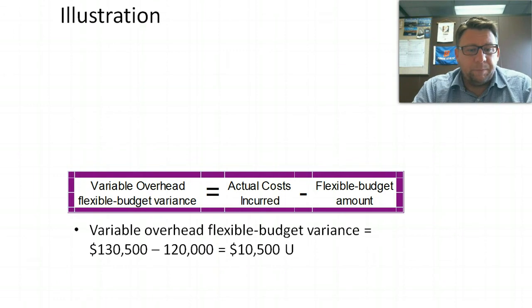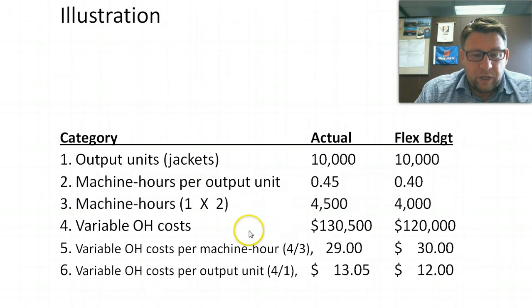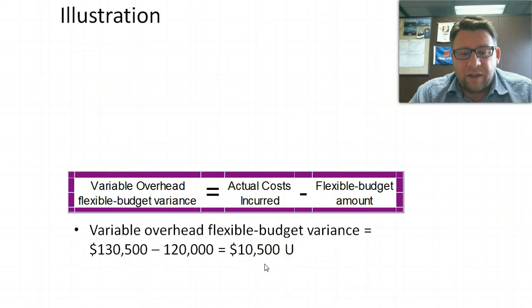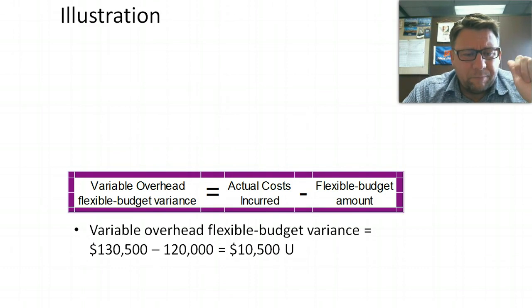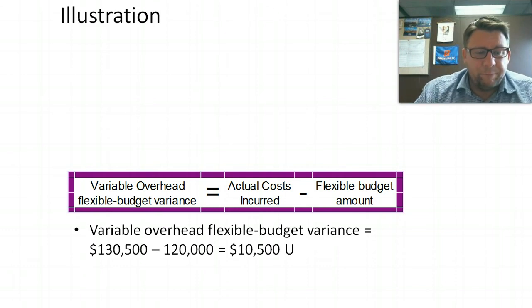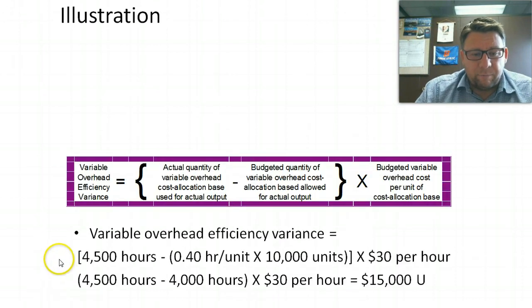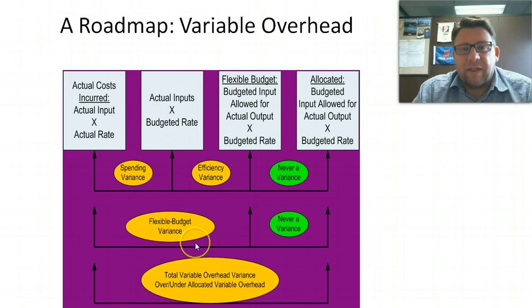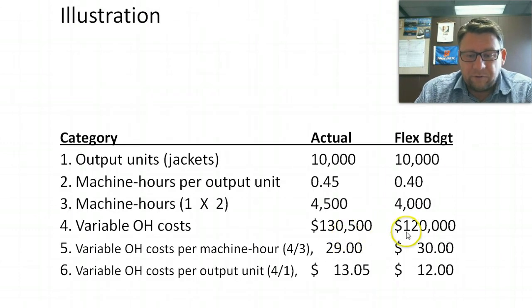So let's take a look at these. Again, our flexible budget variance is the difference between the actual variable overhead cost and the flexible budget cost. And so we have an unfavorable variance of 10,500. I think I said that we looked at this earlier. No, that might not be true. I might have just been thinking of it when I was creating these. So I think this is probably where we first recognize that. So the flexible budget variance in this case is 10,500 unfavorable, the difference between those two.